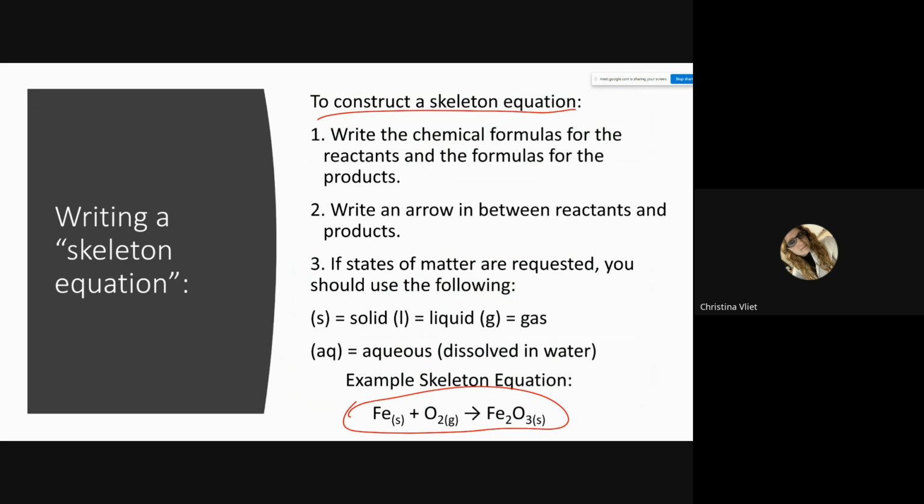So the first step is you're going to have to write the chemical formula for the reactants and the formulas for the products. Then you're going to write an arrow in between your reactants and your products. You're going to use what we learned last class, which is how to interpret a simple equation, to construct one. And then number 3, if states of matter are requested, you have to use the following designations. You have to use S for solid, L for liquid, G for gas, and AQ if what you have is dissolved in water. The key word that they'll use there is aqueous.